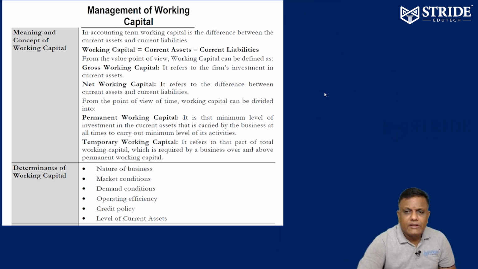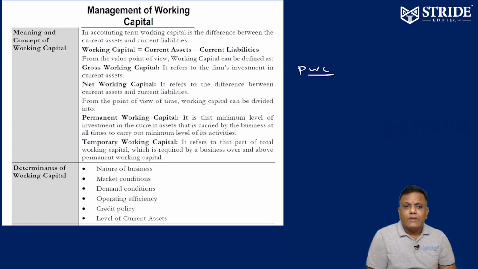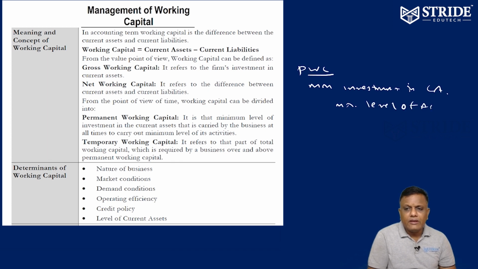So what is permanent working capital? Permanent working capital is the minimum level of investment we have to invest in current asset. Minimum investment in current asset we have to invest, and the minimum level of activities we have to carry out. It is called permanent working capital.